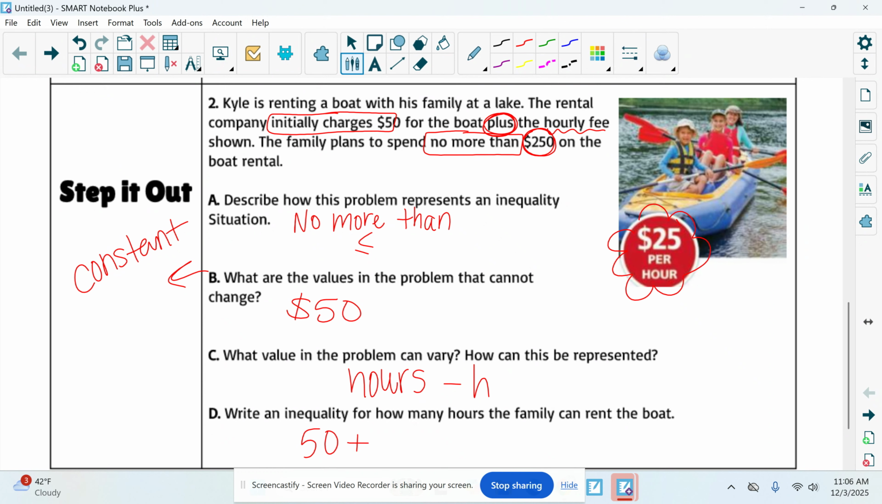So when you have an hourly rate or an hourly fee, you're multiplying the price by however long you're using it. So plus 25H is no more than, which is less than or equal to $250. And that's all we have to do today. We're not solving them yet. You're just setting it up. Okay?